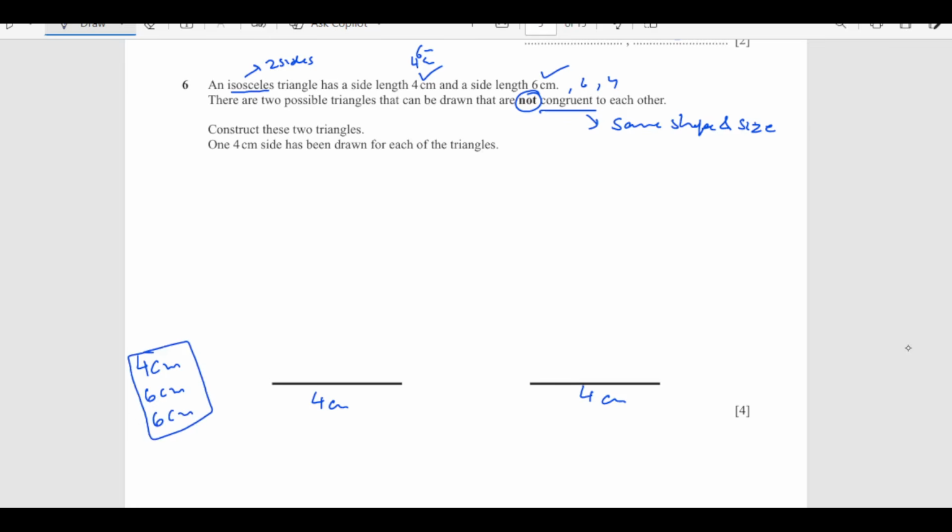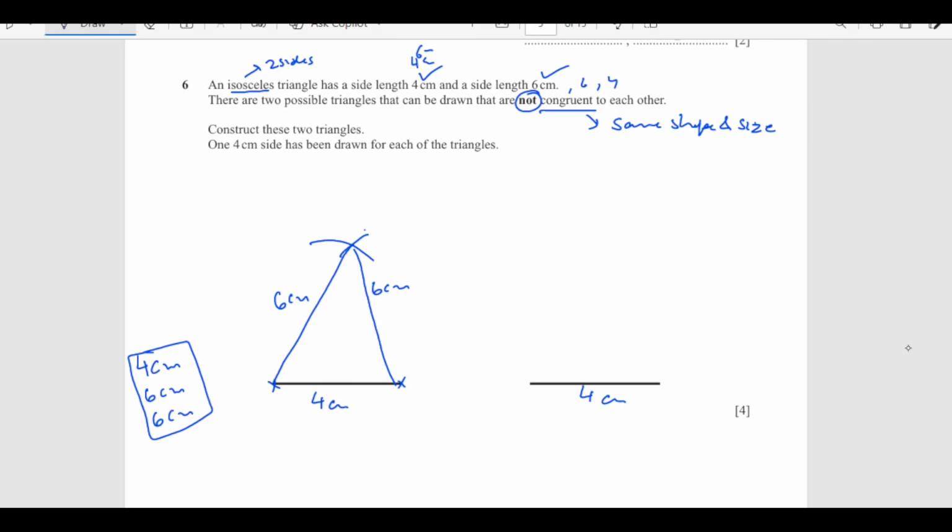So open your compass with radius 6 centimeter and draw an arc like this, and also from other point draw an arc. So then you will get an isosceles triangle. So try join these points here. So 6 centimeter here and 6 centimeter here. So this is the one possibility.